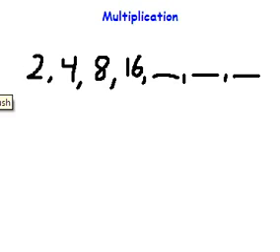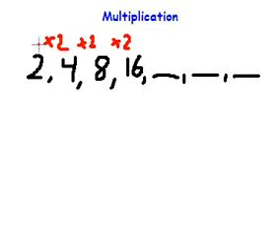Let's try multiplication. Well, multiplication, 2 times what gives me 4? 2 times 2. Well, if we're at 4, 4 times what gives me 8? 4 times 2. Oh, this is looking better. 8 times what gives me 16? 8 times 2 gives me 16. Okay, now we have a consistent pattern here. Multiplication must be the kind of math that we're supposed to use here.